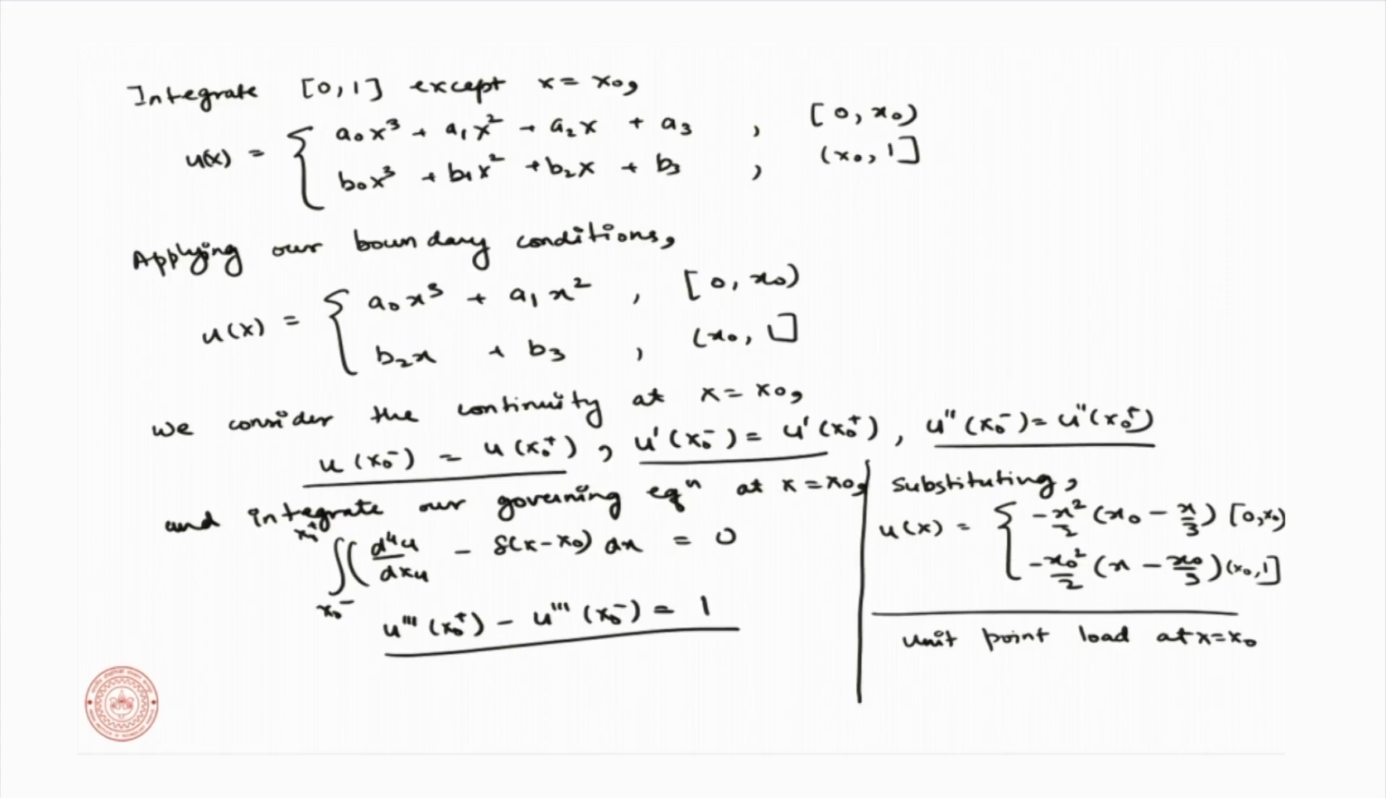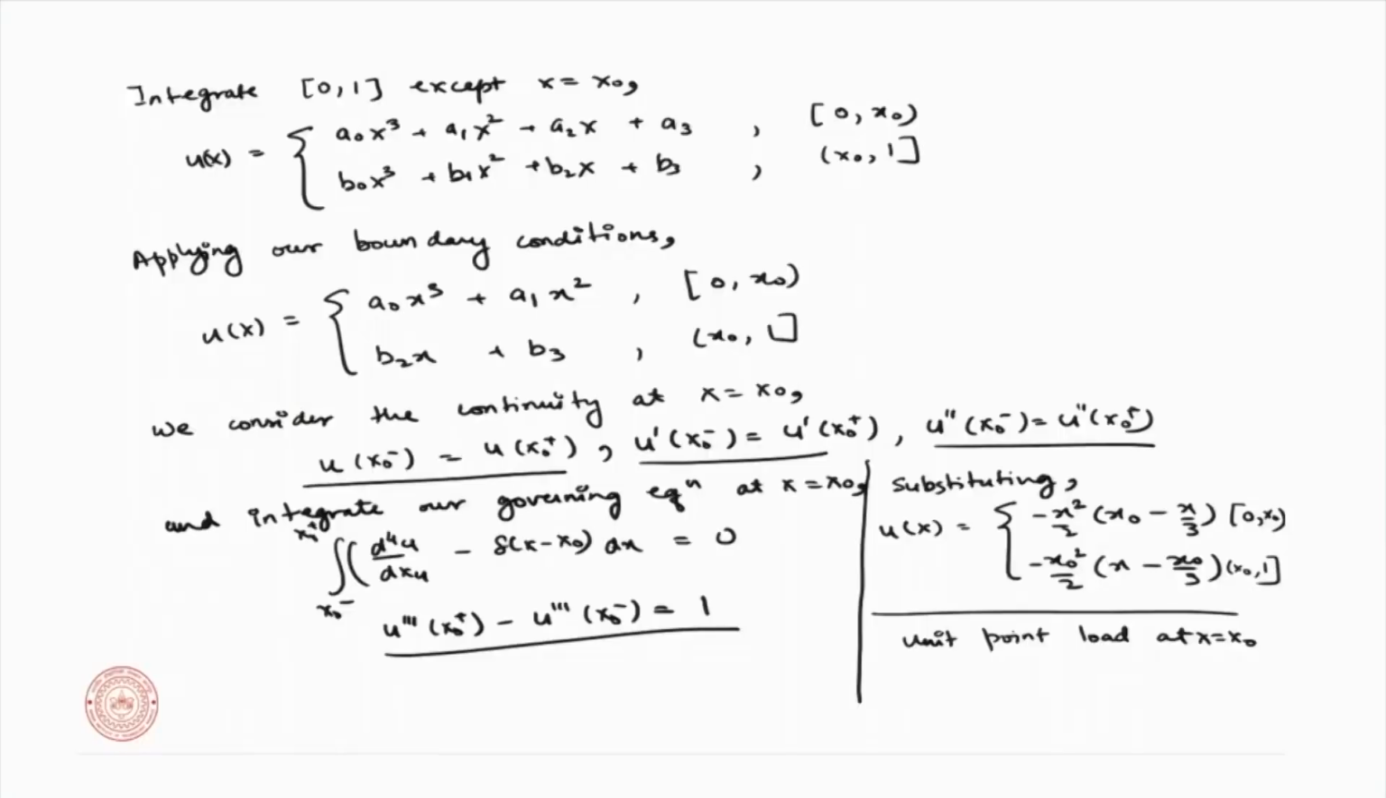If it is not a unit point load, if it has a magnitude, then you can just multiply this with the magnitude of the force and you can get a response out of it, right. So, where will you multiply? You will multiply with this delta x naught term, whatever is the force magnitude, and then you can apply all your boundary conditions again and you can find the solution. That makes sense? Okay.